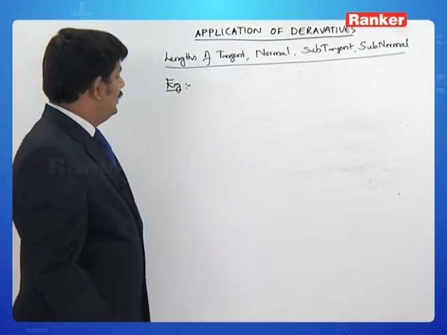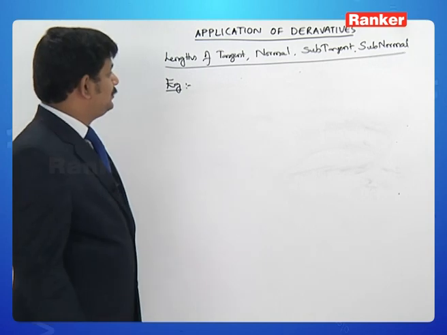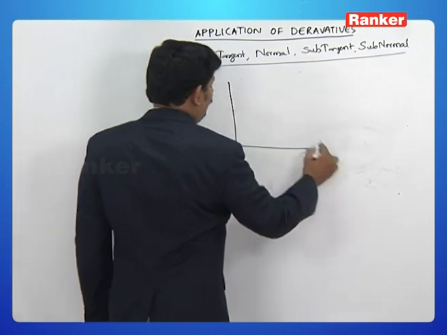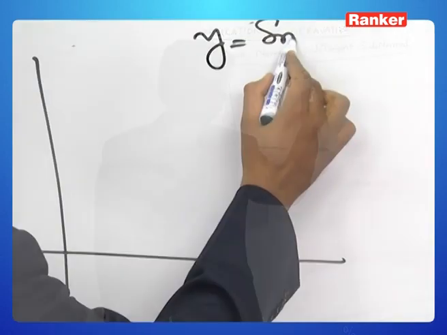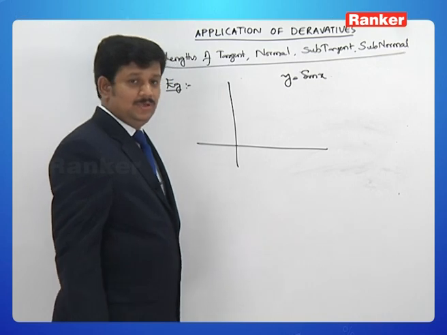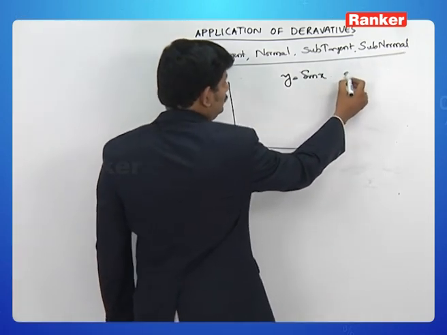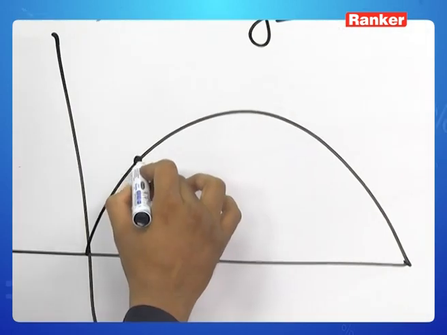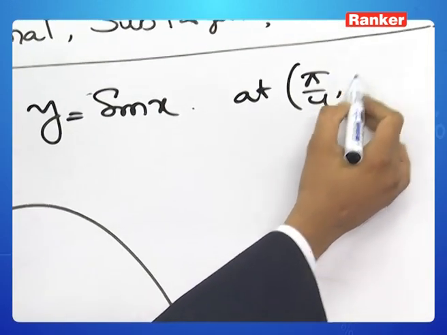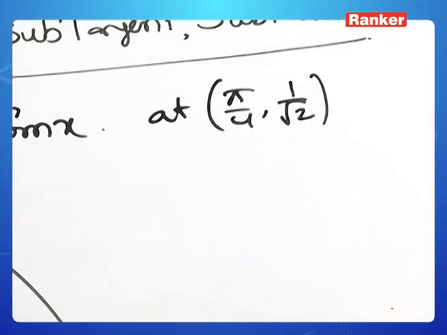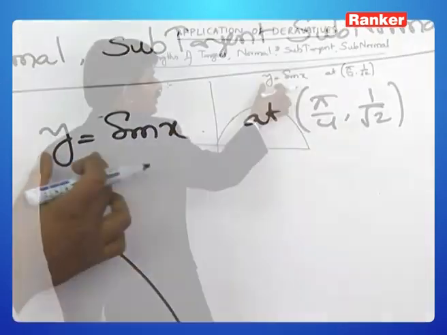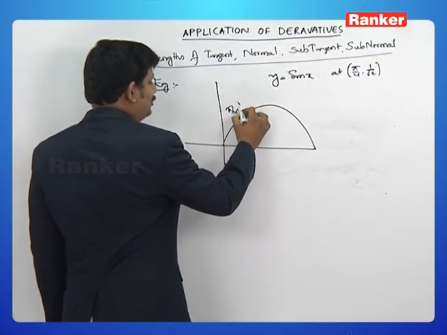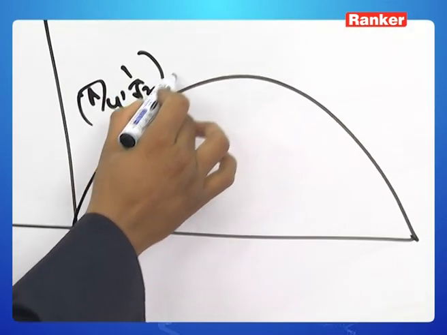Let us find length of the tangent, length of the normal, length of the subtangent, and length of the subnormal to the curve y is equal to sin x at the point whose abscissa is pi by 4 and ordinate, obviously abscissa, if it is pi by 4, ordinate would be sin pi by 4, 1 by root 2. So, at the point pi by 4 comma 1 by root 2, let us find length of the tangent.